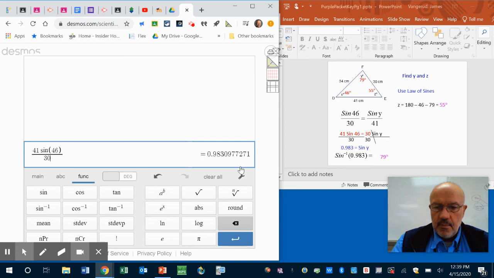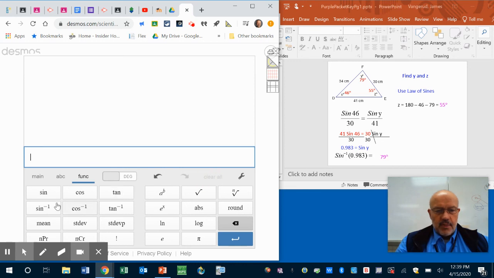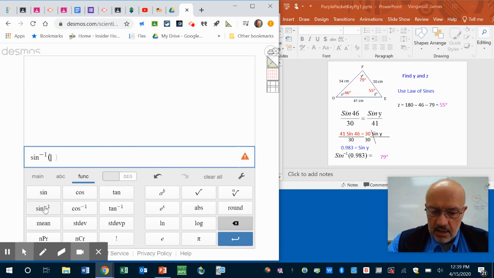Now we're not done. We have to find the angle measure. We found the actual ratio. Now we have to find the angle measure. All right, so let's clear that first. We need the inverse of the sine. So 0.983. It tells us it's 79 degrees, which you can see right here. All right, so you're almost done with this.